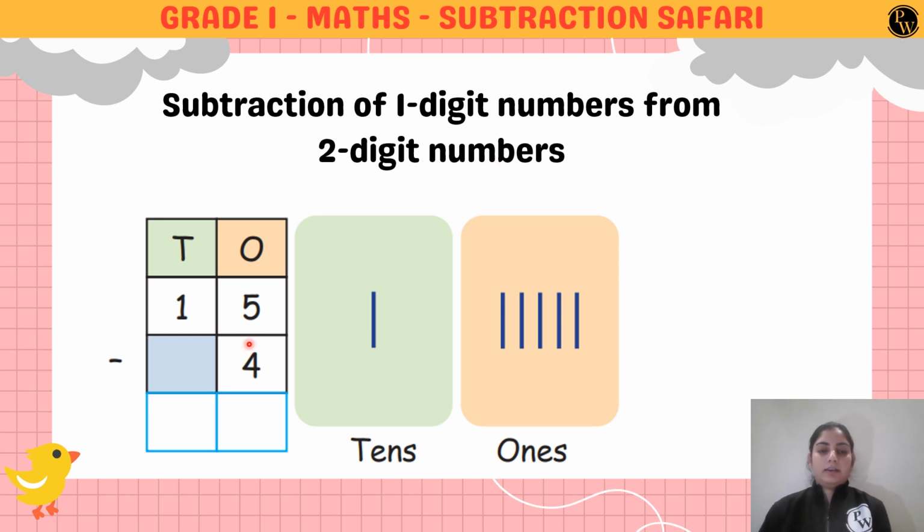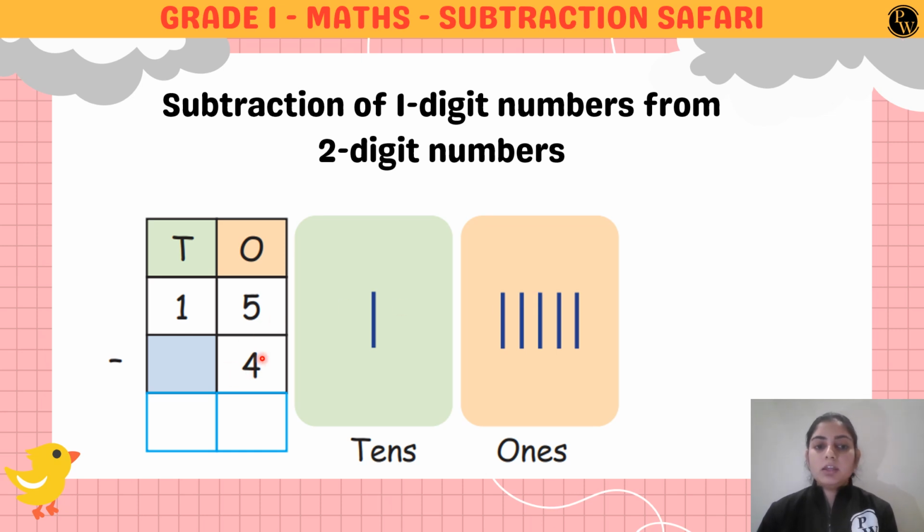Okay, correct. So here we have to subtract 15 minus 4, right? How are we going to do it? Correct. Here we have two blocks. One is representing ones and the other one is representing tens, right? And we use standing bars to show a two-digit number as we did in addition. So how many tens do we have? One. So we have drawn one bar here. How many ones do we have in 15? Five. So we have drawn five bars here, right?